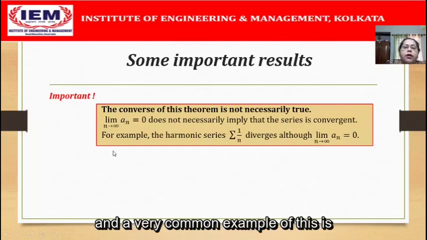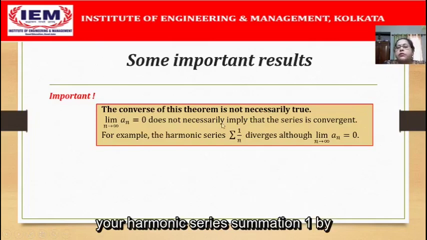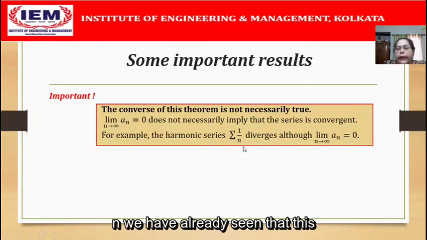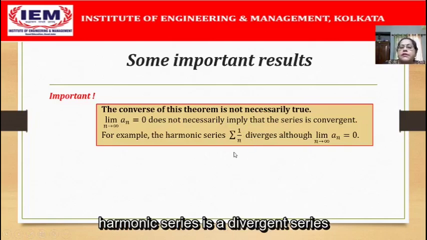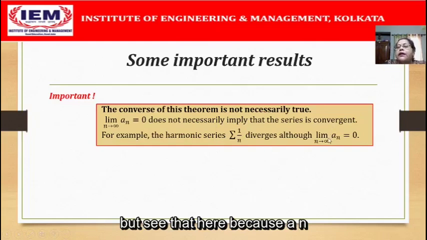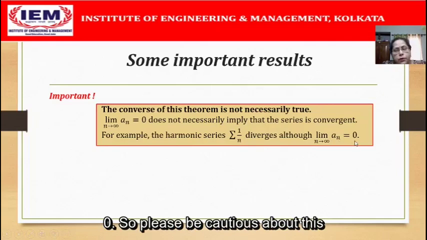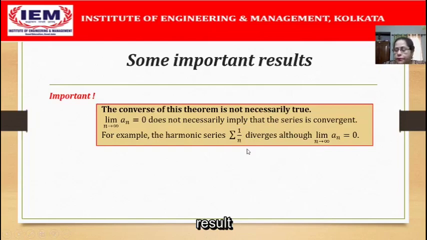And a very common example of this is your harmonic series summation 1 by n. We have already seen that this harmonic series is a divergent series, but see that here, because an is 1 by n, limit an as n tends to infinity is equal to 0. So please be cautious about this result.